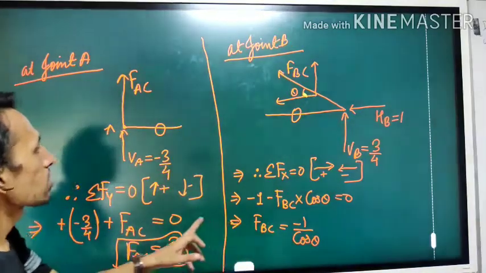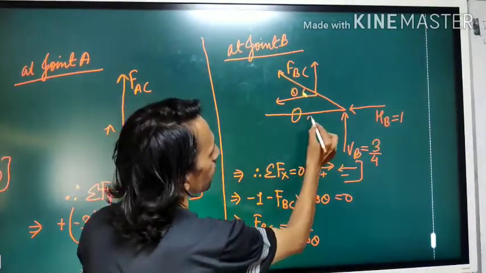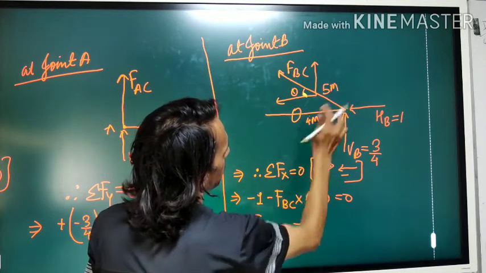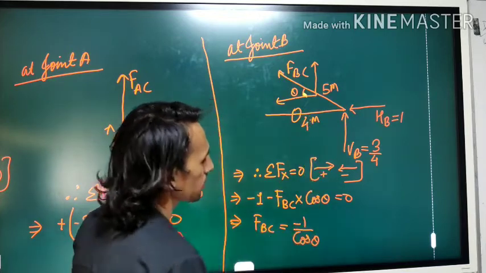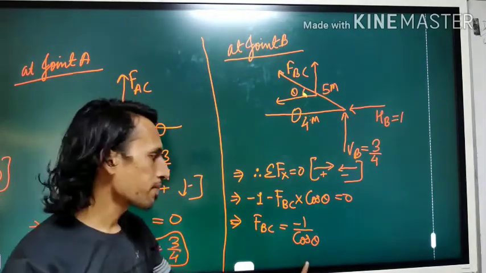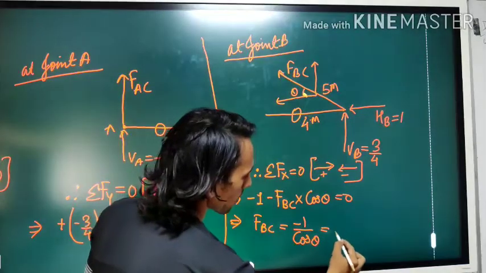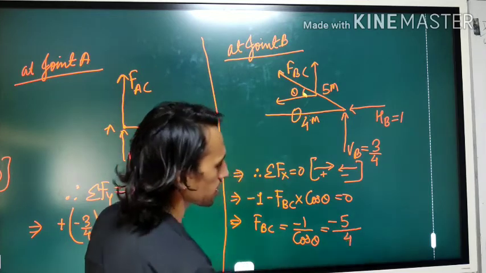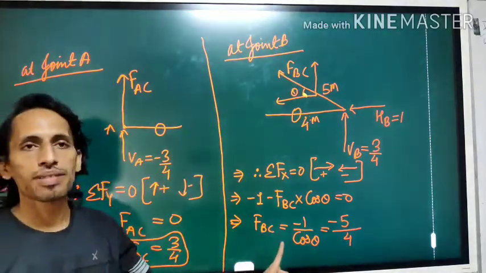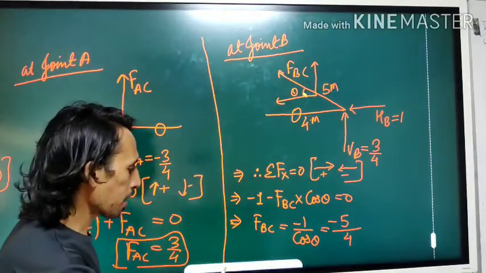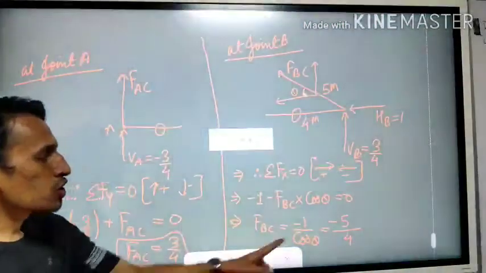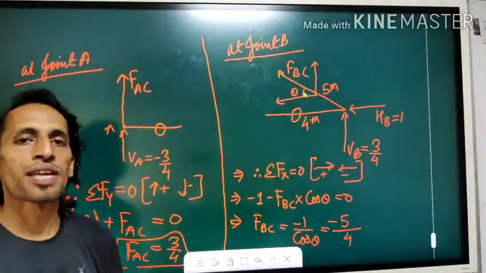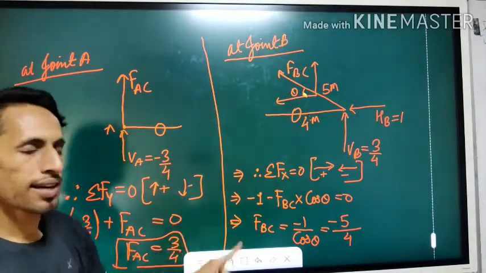Then what is the value of cos theta? This was 4 meter. This was 5 meter. This was 4 meter. So cos theta is base divided by hypotenuse. You can substitute. So base was 4, hypotenuse was 5, just minus 1. So the value of FBC is minus 5 by 4. So these values of member forces are nothing but the KI values for our requirement.